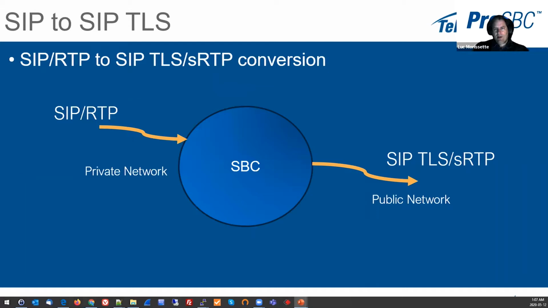So one thing you can do is have a SIP RTP to SIP TLS and SRTP conversion. So a network that is maybe a private network doesn't require encryption. If you want to go on a public network, then you will be able to use SIP TLS to encrypt the SIP traffic and SRTP to encrypt the RTP information.